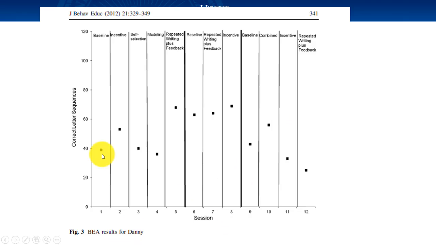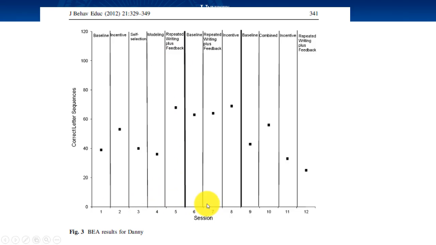Again, the BEA started by assessing baseline performance, followed by the implementation of incentive, self-selection, modeling, and repeated writing plus feedback interventions. Notice how the most resource-intensive intervention ended up last. Incentive and self-selection are pretty minimally intensive interventions because you simply offer a contingent reinforcer or you allow a student to have some control over the instructional sequence. Modeling is certainly more intensive, and repeated writing plus feedback is more intensive still.